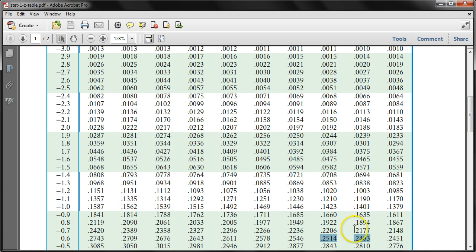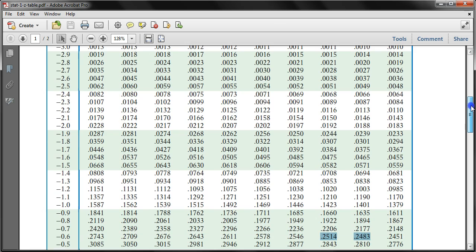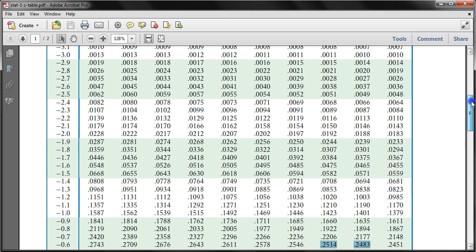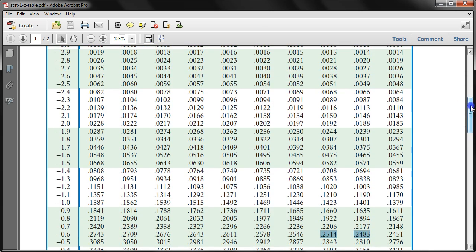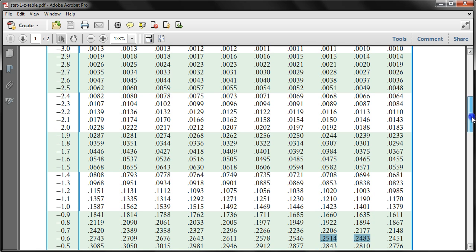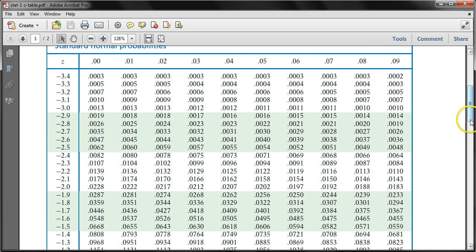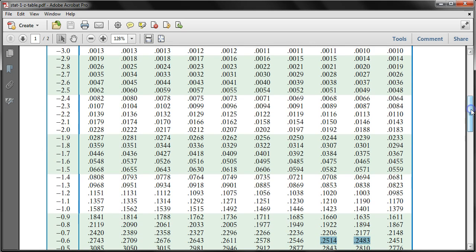And 0.2514 is associated with a z-score of 0.67, and 0.2483 is associated with a z-score of negative 0.68. Which one is closer to 0.25? It's about a push. The difference is 0.0014, and this difference is 0.0017. Well, this one is a little bit closer, but I'll call it rather a push.